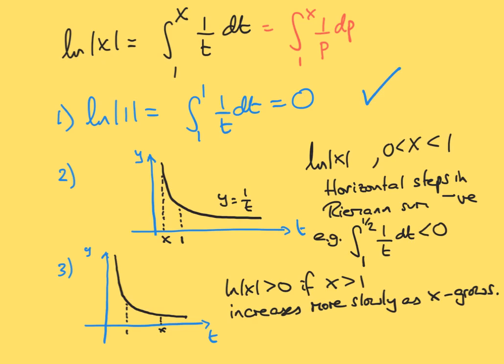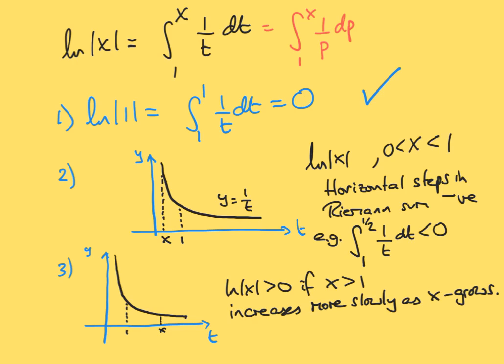In particular, we see that the logarithm of 1, which is the integral from 1 to x of 1 over t dt, is 0, because our integration range has got 0 width. We're integrating from 1 to 1. There is no width here. So the logarithm of 1 vanishes, and that's something that you would expect.